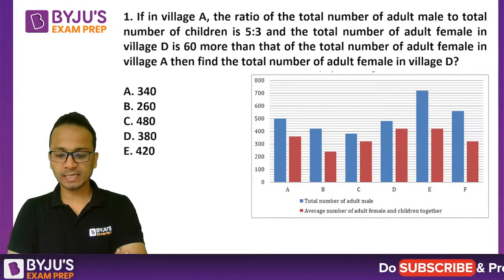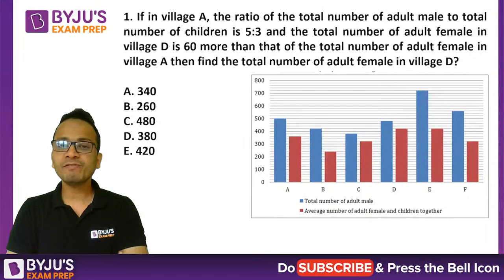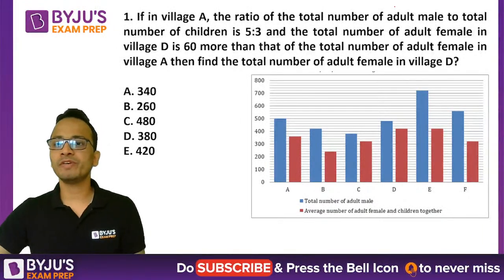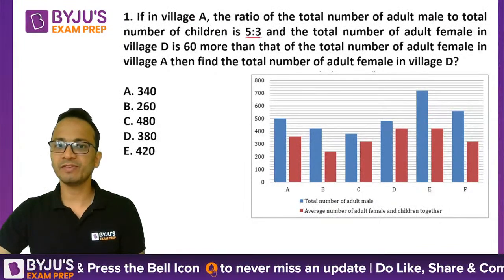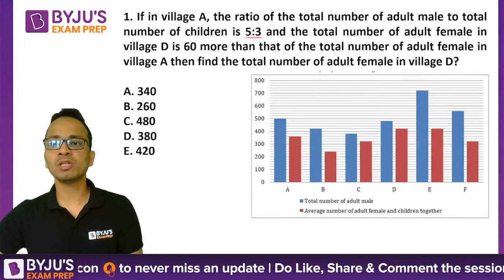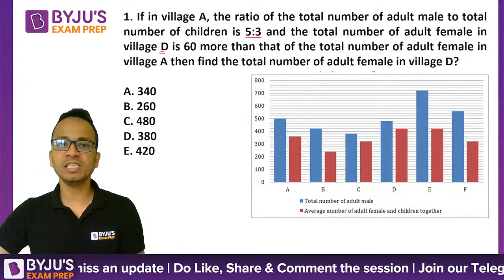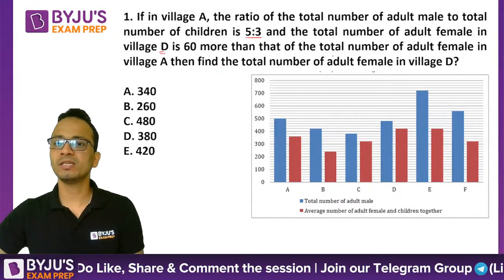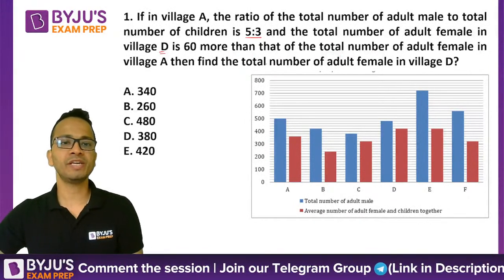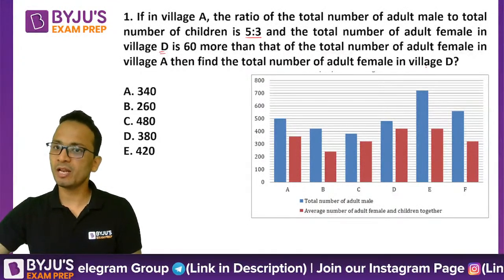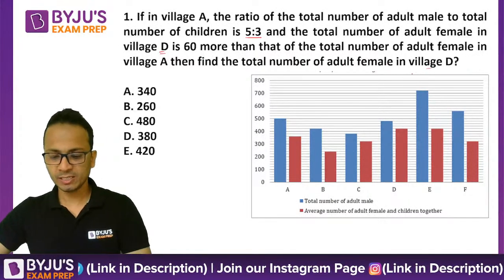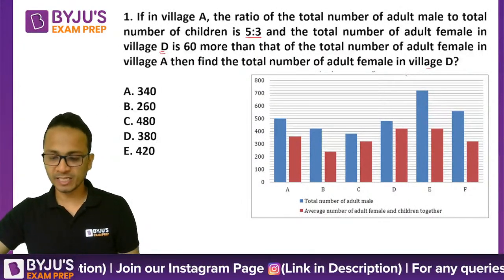So the question is asking us, if in village A, the ratio of the total number of adult males to the total number of children is 5:3, and the total number of adult females in village D is 60 more than that of the total number of adult females in village A, then find the total number of adult females in village D. Simple question, not very difficult.